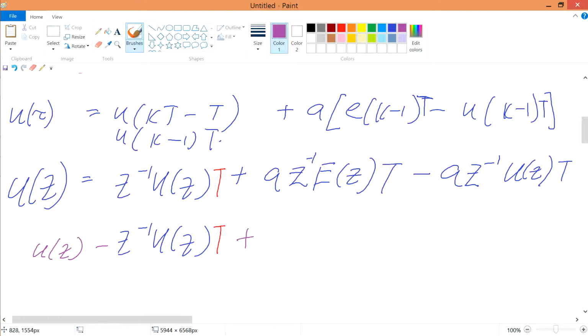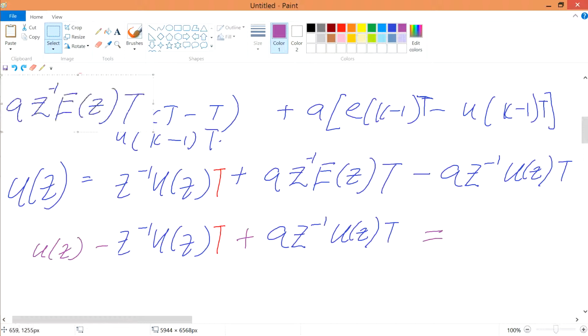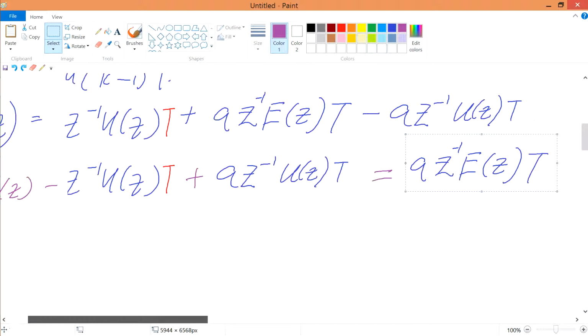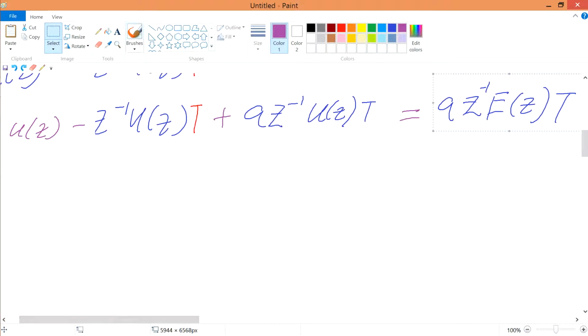So I have plus, and I'm going to copy this. It is equal to this thing over here, so I'll also copy it and put it all over here. So I have this thing now. Pretty cool, huh? Now I can factorize out my uz already, because they are all the same.